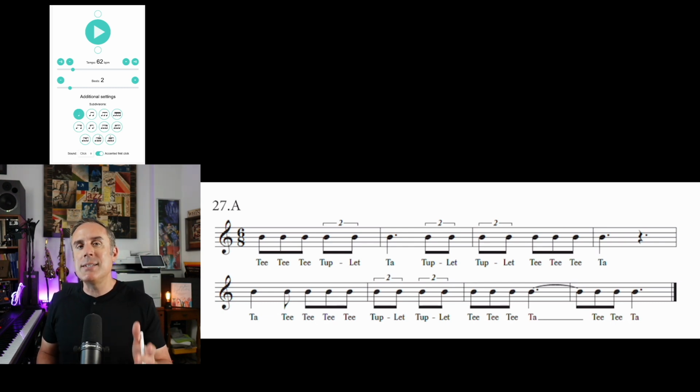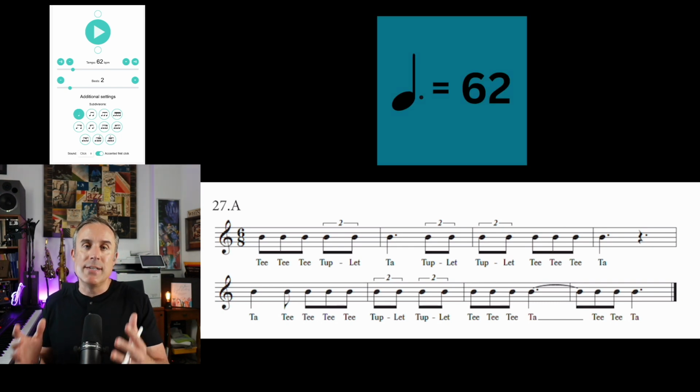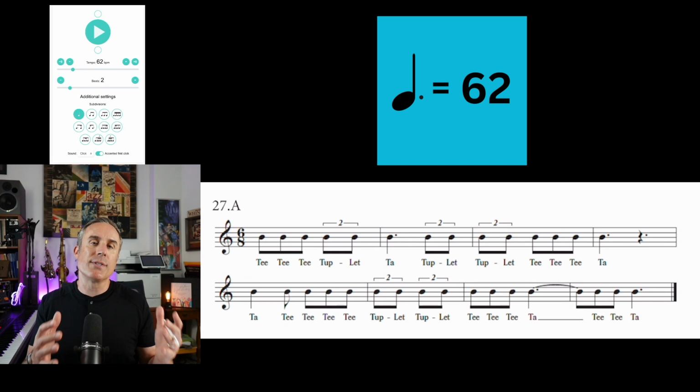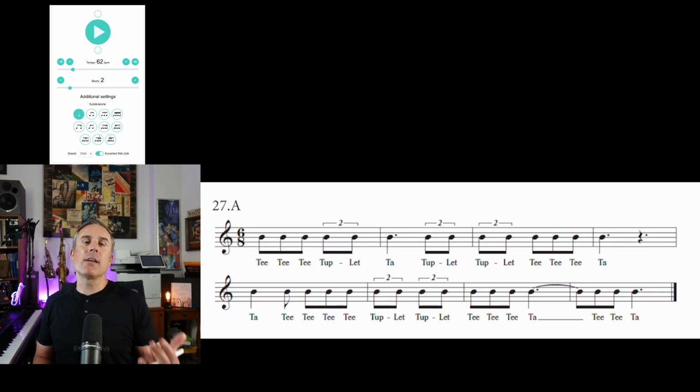I'm going to be at 62 beats per minute for this exercise, which translates to the dotted quarter note equals 62. And I'll be singing this again on a G3 as I normally do. You can join me on that note an octave lower, an octave higher, or a different note altogether, but keep in mind the idea is that you actually perform these exercises with me. Okay, let's get the metronome started.